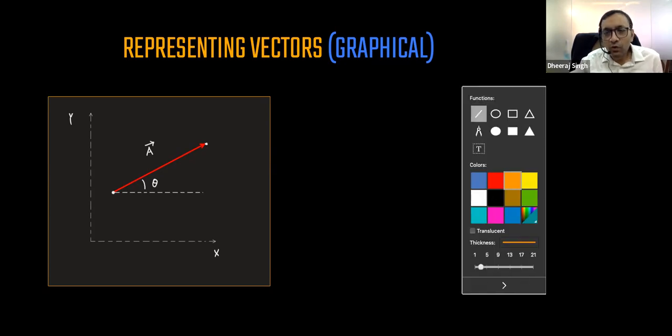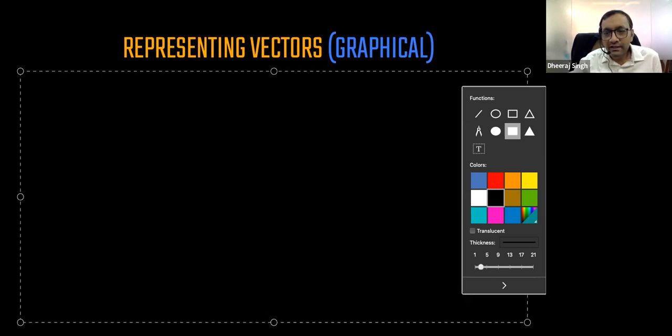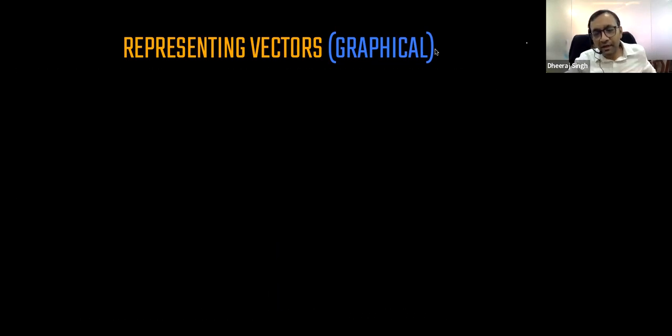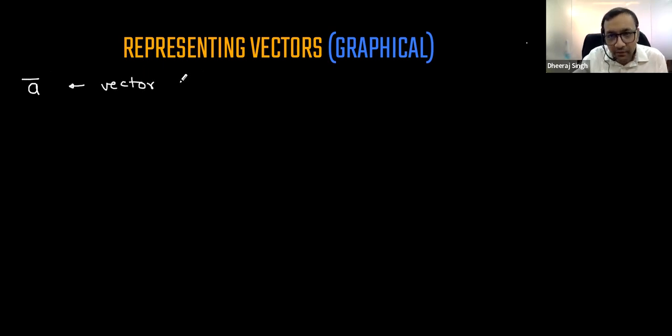Now I am going to go beyond the slides a little bit, because the slides were prepared long back. I want to modify a few things here. When I say A with a bar like this, it represents a vector variable. All of us agree? It represents a vector variable.